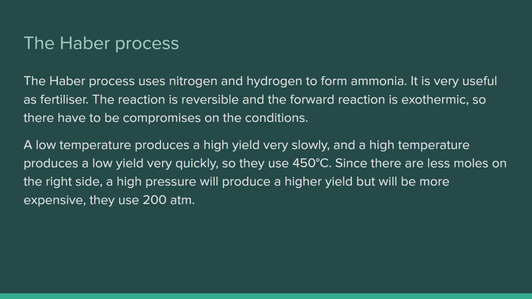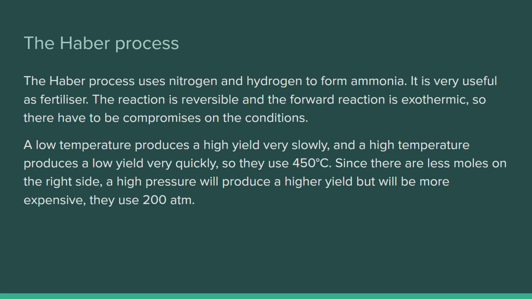Since the forward reaction is exothermic, a higher yield would be produced with a lower temperature, but the rate of reaction will be really slow, so it will be really inefficient. So a high temperature produces a low yield, but it's a lot quicker. So they compromise and use a relatively low temperature of 450 degrees Celsius.